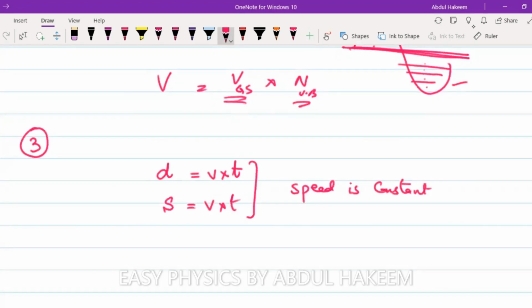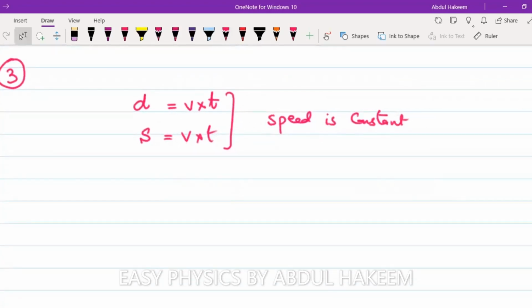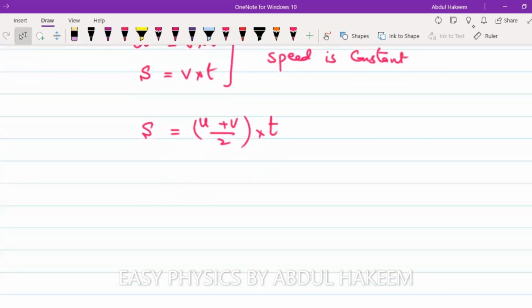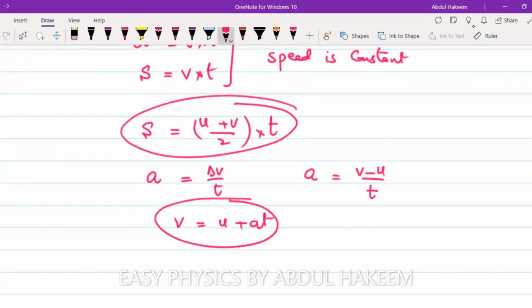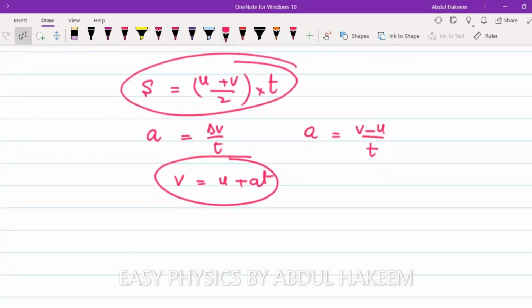If the speed is changing, then this is not the valid equation. Then we will write s is equal to (u plus v) over 2 into t. And then, derivation of the first equation of motion: acceleration is the change in velocity divided by time. So a is equal to (v minus u) divided by t, which can be written as v is equal to u plus at. And then by using this and this equation, you can determine the second and the third equation.